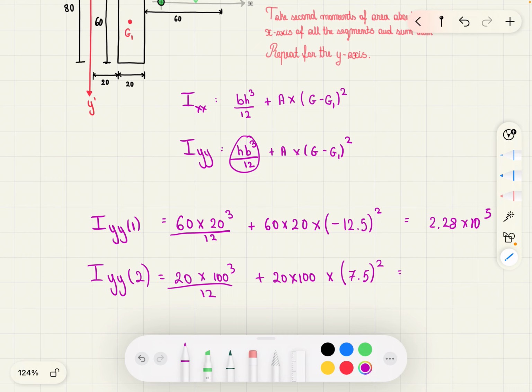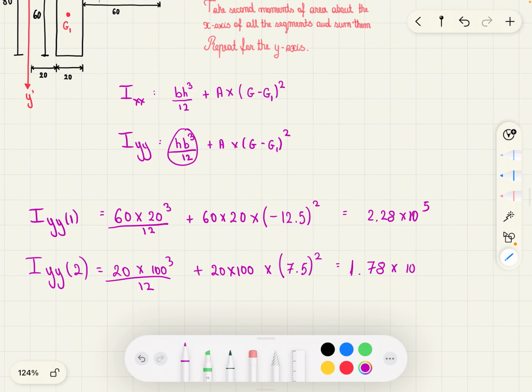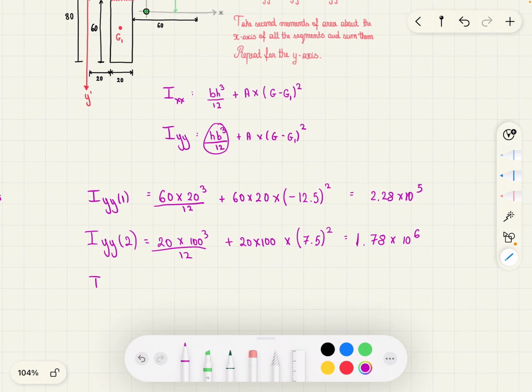Let me plug this in the calculator. 20 times 100 cubed divided by 12 plus 20 times 100 times 7.5 squared, we have 1.78 times 10 to the power of 6.